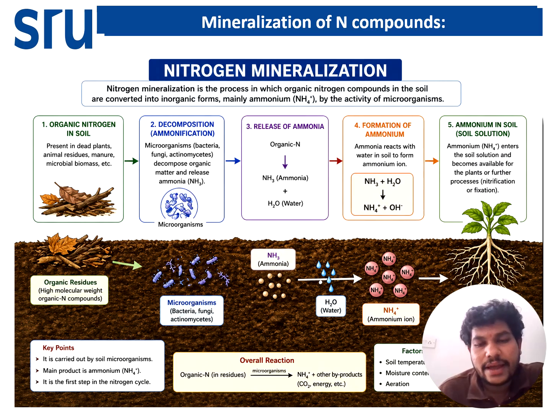Other than that, the most important factor required for the mineralization process is the C:N ratio. C:N ratio is the carbon and nitrogen ratio. If the C:N ratio is less than 20:1, then only mineralization will occur. Otherwise mineralization is not possible, or it will take a lot of time.